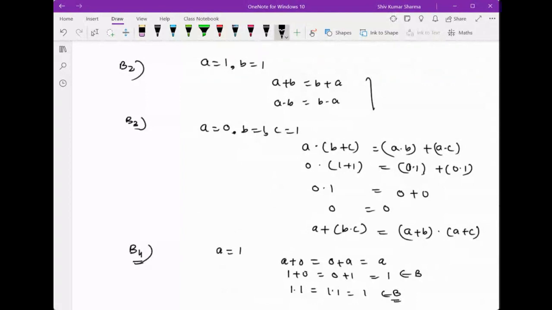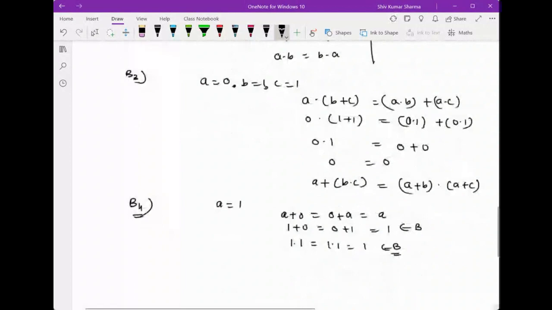Now write the fifth one, complement. So we have element A and write its complement. The complement is denoted as A complement or A dash. We have only 2 elements, 0 and 1. So what is the complement of 0? 0 complement is 1, and 1 complement is 0. In binary, 1's complement is 0, and 0's complement is 1.